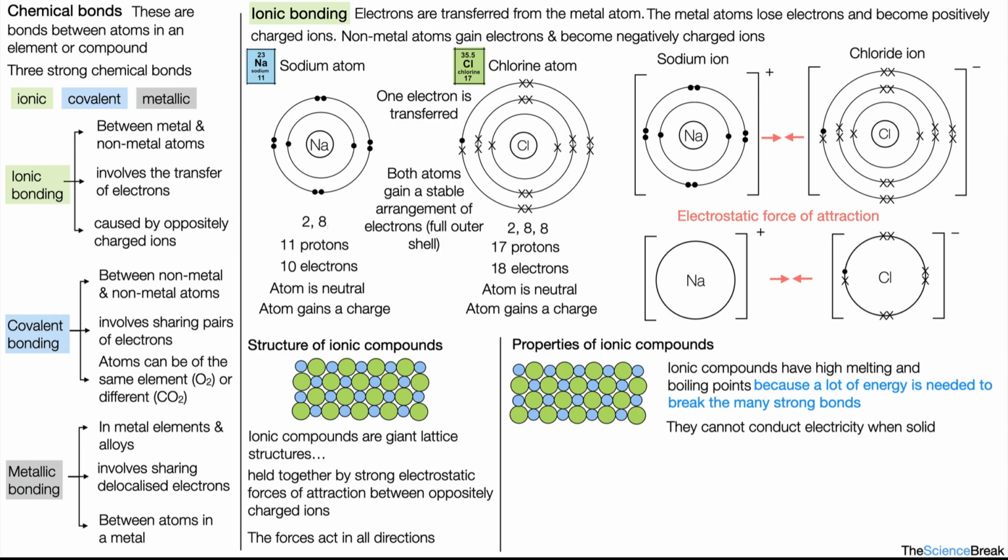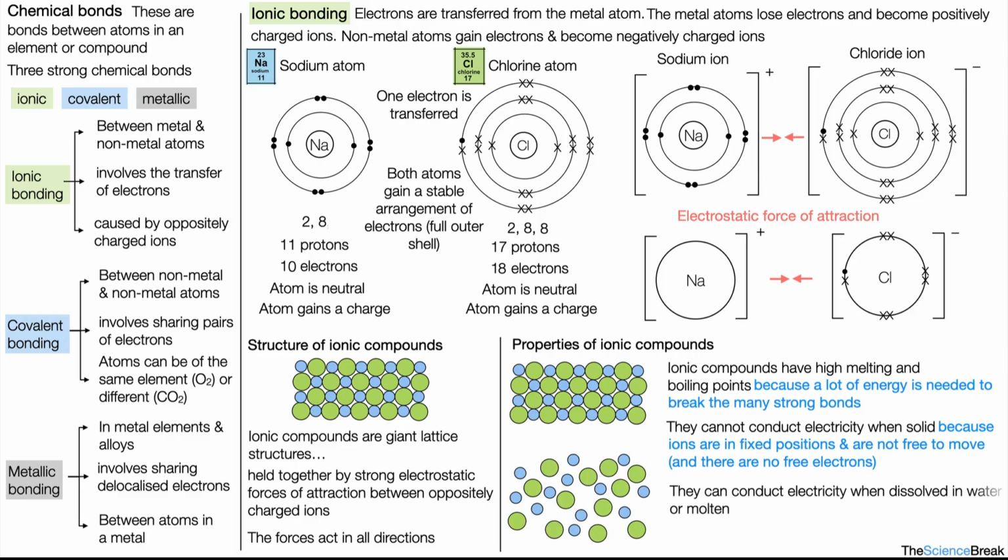They cannot conduct electricity when they are in solid form. This is because the ions are in fixed positions and are not free to move, and also there are no free electrons to move around either. However, they can conduct electricity when they are dissolved in water or when they are molten. Molten just means melted because of heat. The reason they can conduct electricity when dissolved or molten is because ions are free to move and so charge can flow.